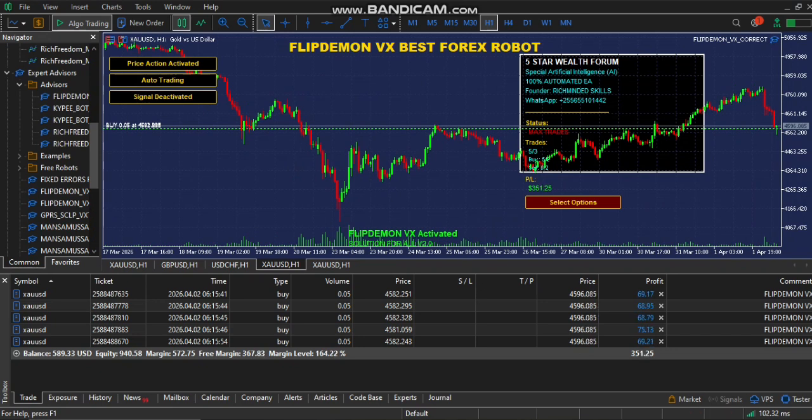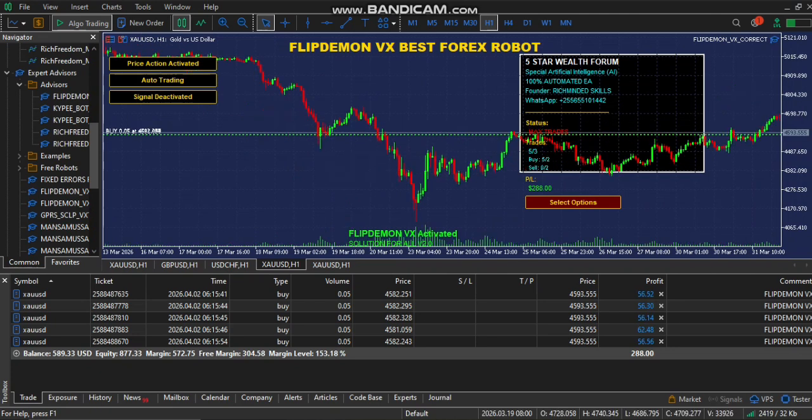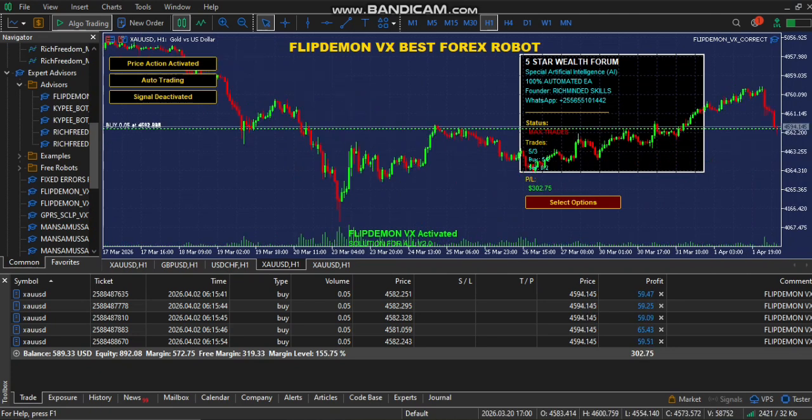Now, look at the step-by-step trade plan that JOJO generated. It says, no trade right now. Wait for price to reach the 47.18 to 47.34 zone, then look for a bullish engulfing candle.